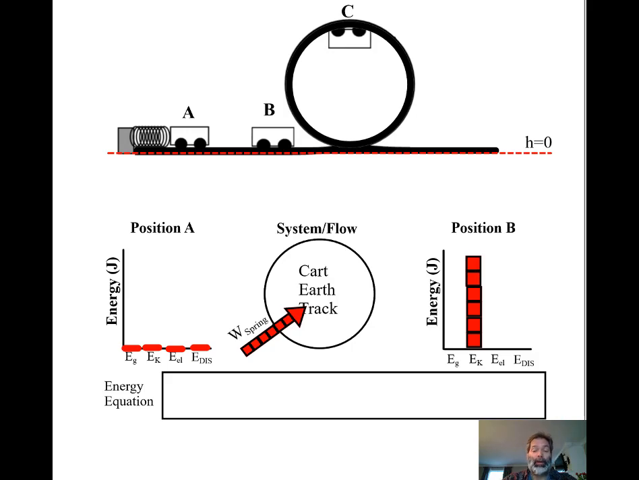So with that, I'm able to write my energy equation, and our qualitative equation would be that the work energy added by the spring is equal to the kinetic energy at point B. So with that, I'm able to find the velocity of the cart at point B. Let's look at how we do that.